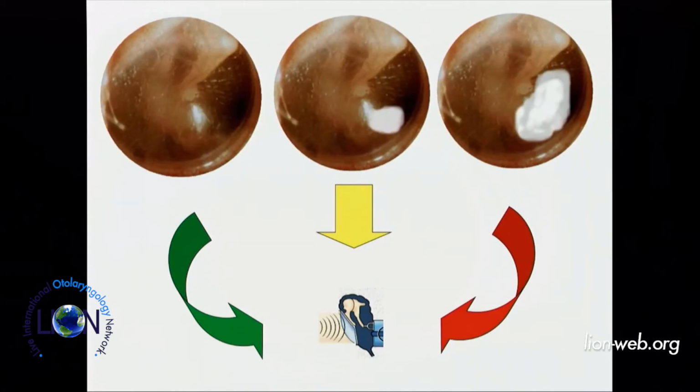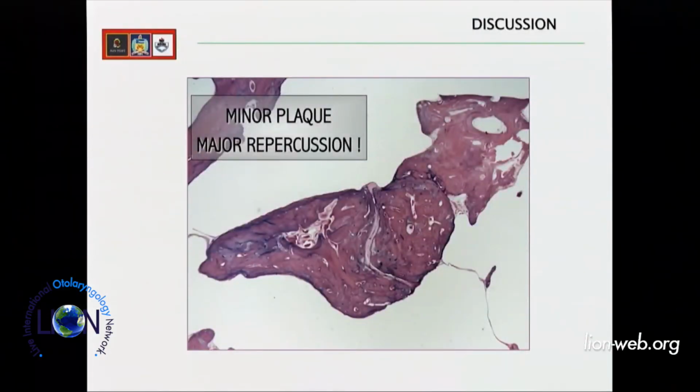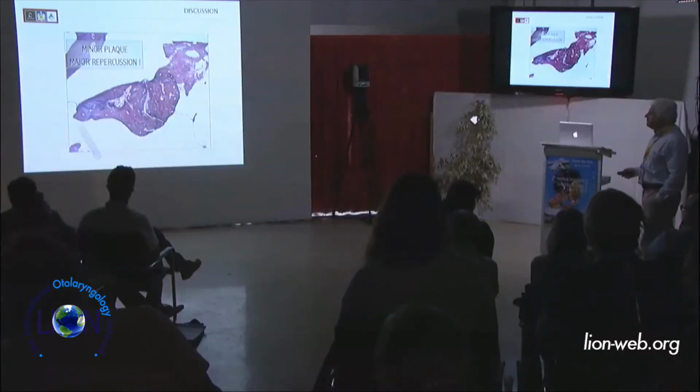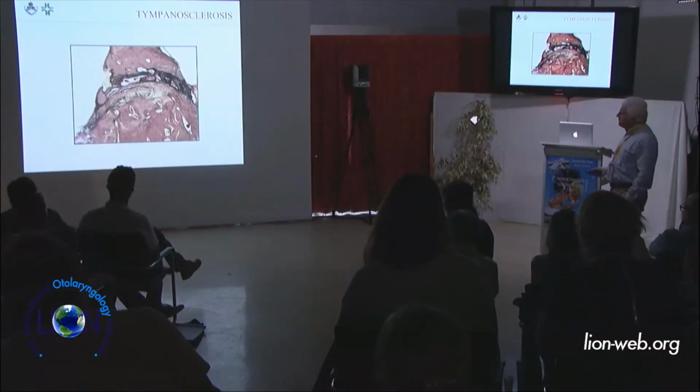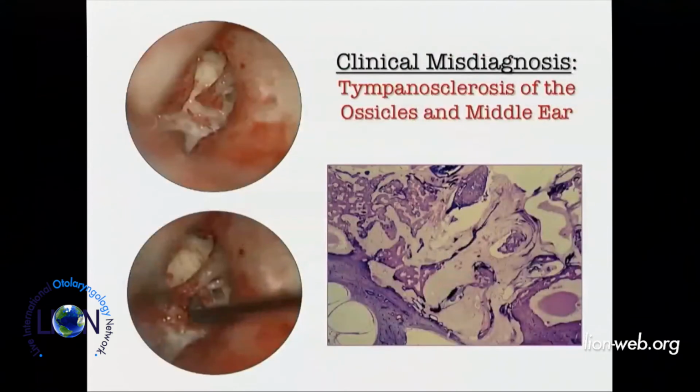When it's only in the tympanic membrane, we have done studies, and the bigger the focus of tympanosclerosis, the bigger the loss. Maybe because it decreases the vibrating surface of the tympanic membrane, or the bigger the plaque, the greater the chance of concomitant middle ear involvement. So sometimes you have only a small plaque of tympanosclerosis, like the case you showed yesterday, Thibault, your case. But minor plaques can have major repercussions. You see, it's attached to the lateral wall through the tympanosclerosis plaque.